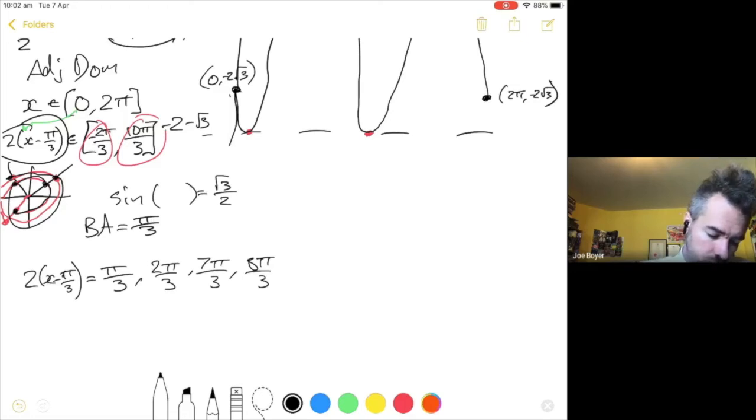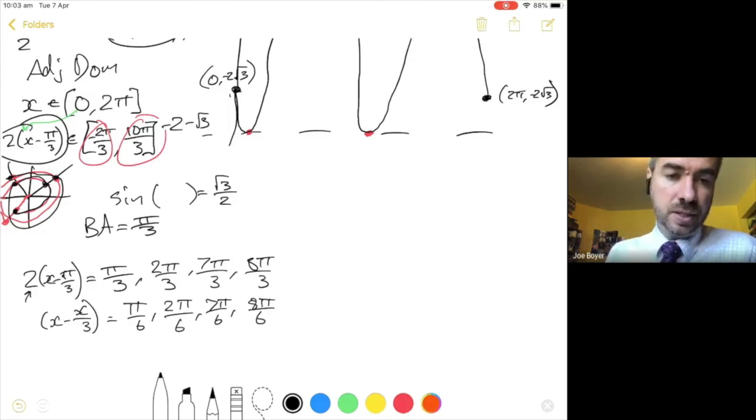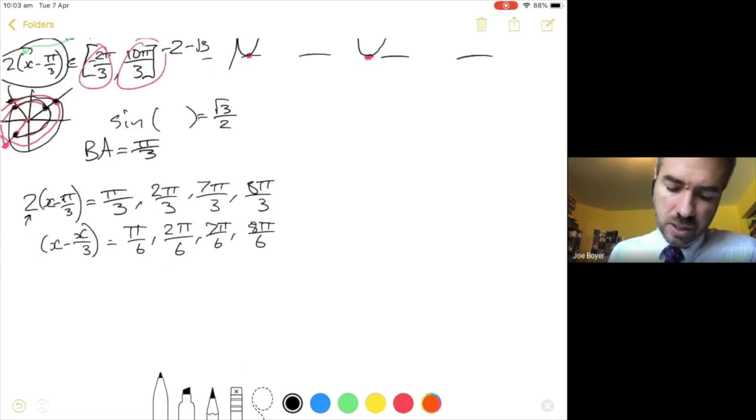Now we need to get rid of that 2 coefficient at the front. So I'm going to divide everything by 2. If I divide everything by 2, I get pi on 6. So I'm just doubling each denominator. 2 pi on 6, 7 pi on 6, and 8 pi on 6. Now I need to add pi on 3. Sorry, that shouldn't be an x, that should be a pi. Now I need to add pi on 3 to each of those values. Pi on 3 is the same as 2 pi on 6, so I really just have to add 2 to each coefficient.